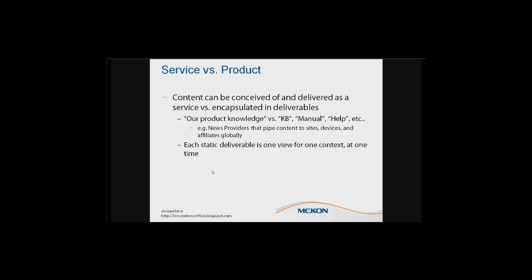You don't lose the manual. You don't lose the help. Each static deliverable is one view for one context at one time. So if you ever needed to generate a PDF, a print manual, push off an online help, to go, to disconnect from the network, all those are still possible. But we're looking at the content abstracted from them so we can deliver it to the user as they want it, in the format they want it. And this is enabled by this format-neutral, not proprietary content in things like DITA and XML.